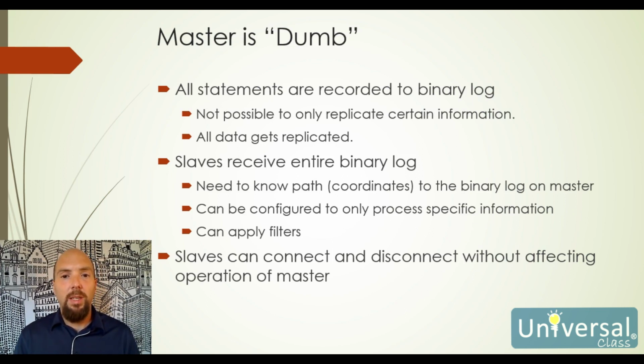Now the slaves receive the entire binary log, and they need to know where to get that from. That's called the coordinates to the binary log on the master. They are going to download the whole file, but the slaves actually have the ability to only import specific information. So I can set up filters that allow me to only import things like customer balances or new products or things like that. But the slaves are the only ones that get to make that decision. The master does not. The master is going to replicate everything. The slaves can also connect and disconnect at any given point in time without affecting the operation of the master.